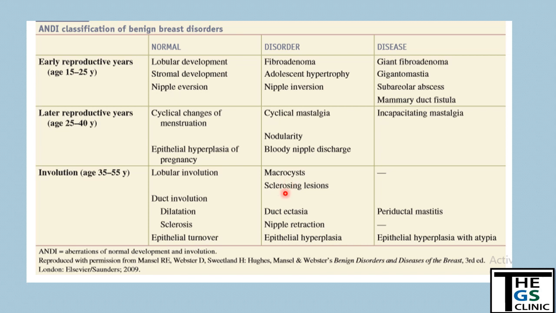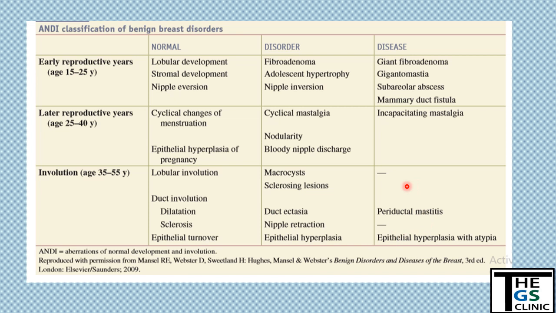Disorders in this age group will be macrocysts, which will appear as cysts, sclerosing lesions, duct ectasia, which might be within disorders that don't need treatment, nipple retraction, and epithelial hyperplasia. Diseases in this age group include periductal mastitis or epithelial hyperplasia with atypia.